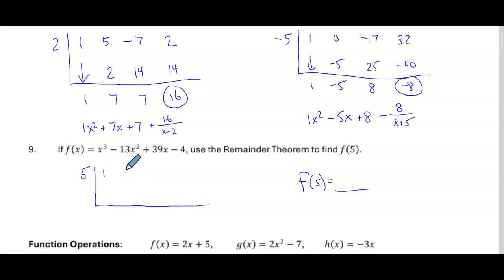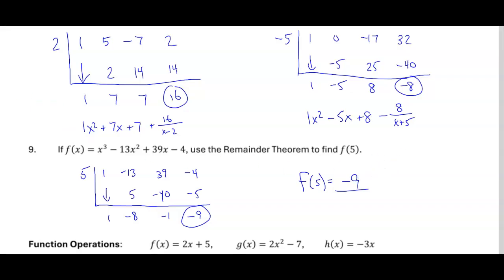So I'll put a 1 for the cube, a negative 13 for the square, 39 for the x, negative 4 for the constant. Do all the same steps. Bring it down, multiply, add, multiply, add, multiply, add. And then that number is the answer to the problem.